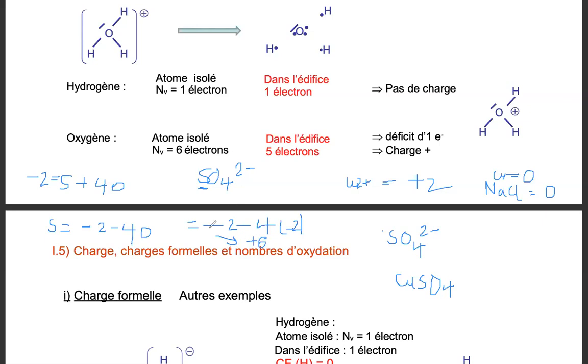Then how you prove this is just by doing the same thing. You add it up. If it gives you -2, then you are correct. If it doesn't give you -2, then you are wrong. So sulfur is +6, plus 4 times -2. We're just replacing the values. So how many does it give?